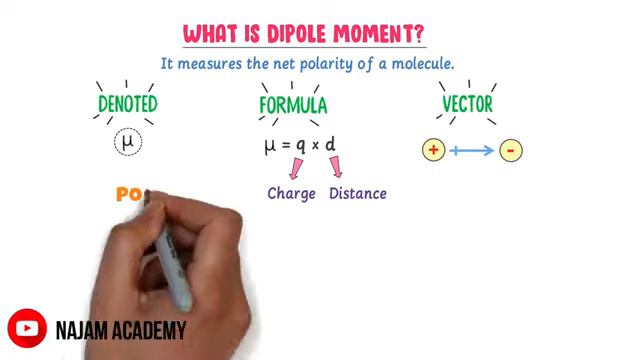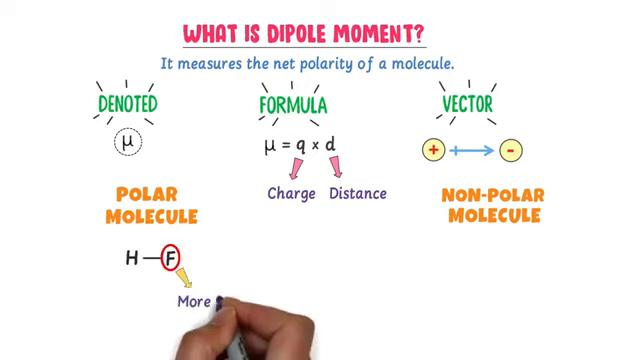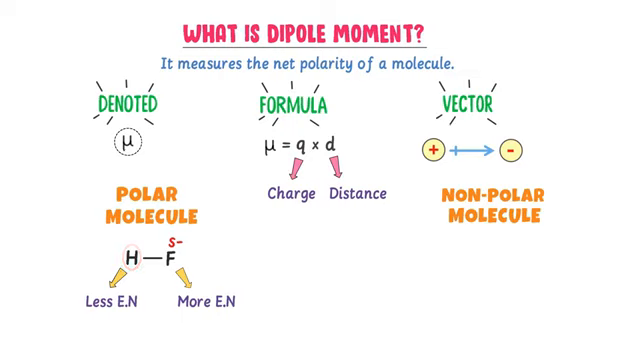Secondly, you should learn about polar molecules and non-polar molecules. For example, consider the hydrogen fluoride molecule. We know that fluorine is more electronegative, so it will attract the shared pair of electrons towards itself. As a result, a partially negative charge will appear on the fluorine atom. Hydrogen is less electronegative, so a partially positive charge will appear on the hydrogen atom. Hence, it is a polar molecule because it has a positive pole and a negative pole.